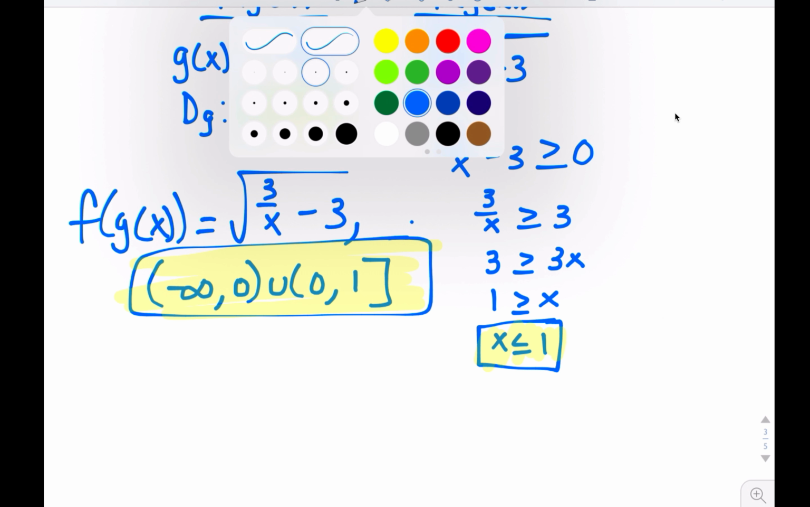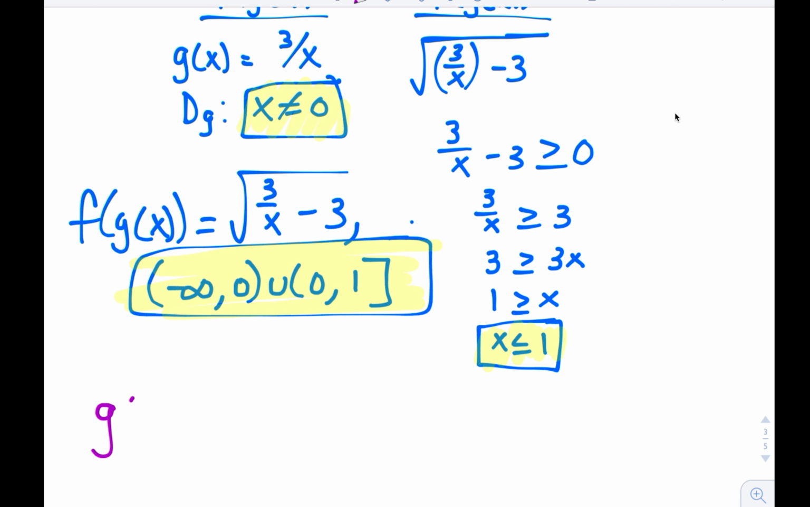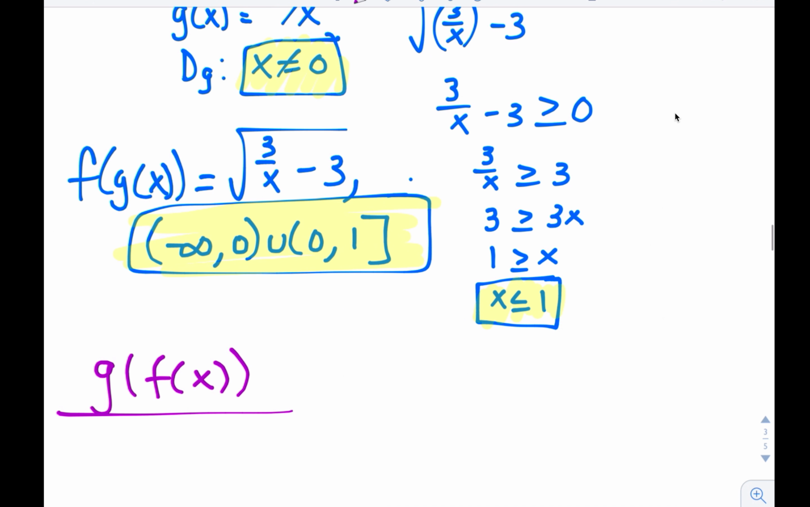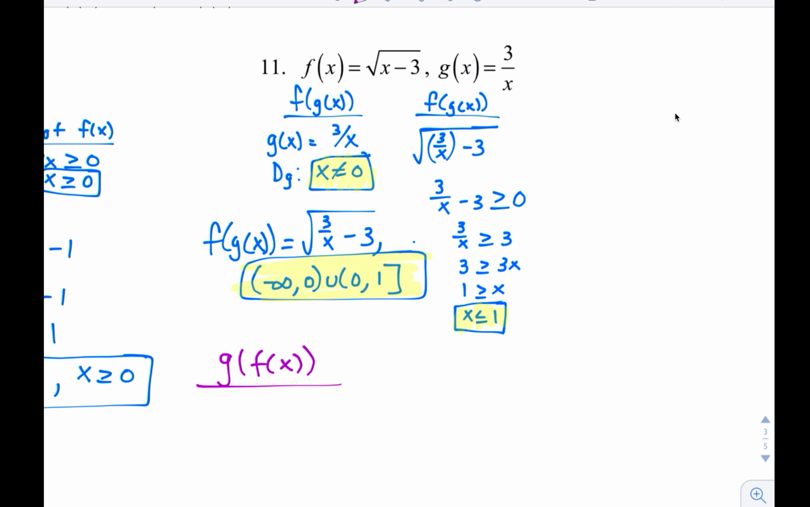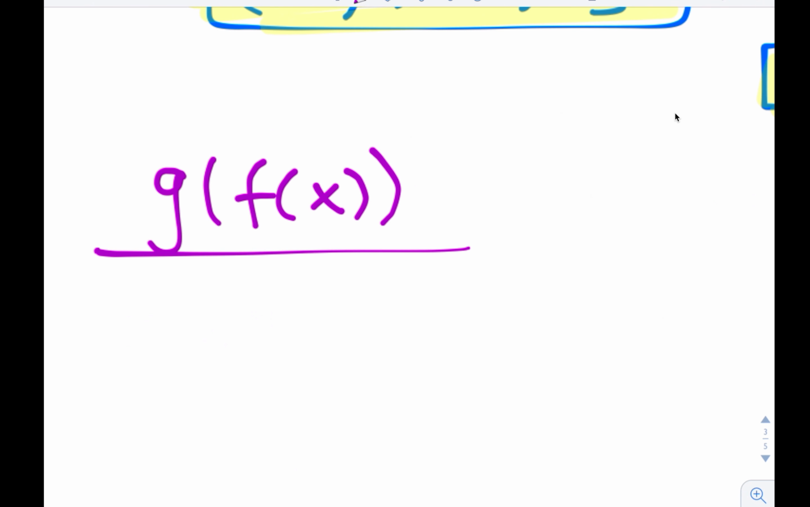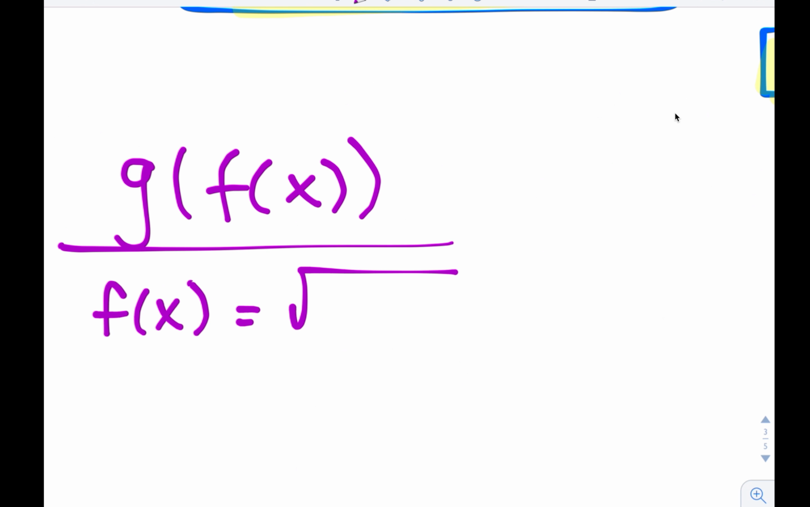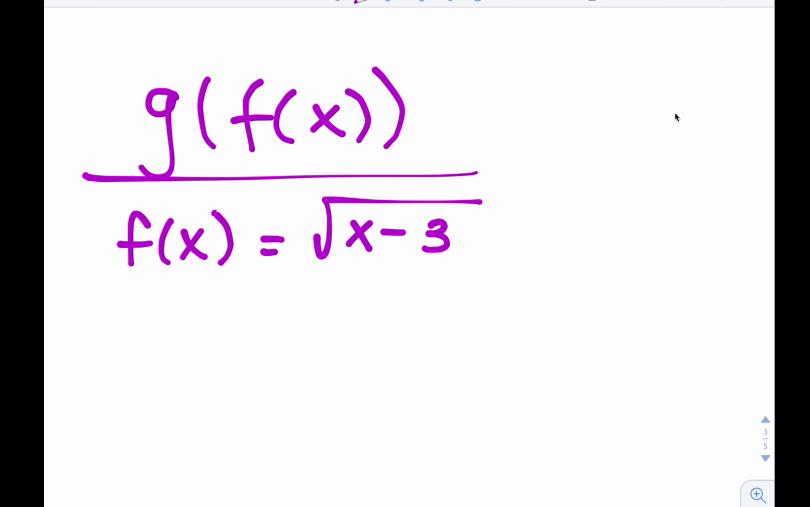Okay, and then the last part, right, we're going to figure out g of f of x now. Okay, so need to figure out the domain of f of x first. All right, so f of x equals the square root of x minus 3. All right, so because it's a square root, x minus 3 has to be greater than or equal to 0, right? What's inside has to be positive. So x has to be greater than or equal to 3.